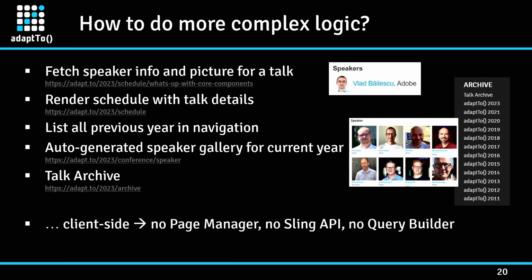Or how to list all previous years' automatic navigation without having to maintain this manually. Or how to build our speaker gallery, which automatically lists all speakers which happen to be involved in any talk this year from our big speaker database. This information is all over the place. Or our talk archive, which can be filtered by anything. Remember, the only code you can build is on the client side. You have no page manager, no Sling API, no query builder available. With this, it would all be easy to build on the back end, but you're on the client side.